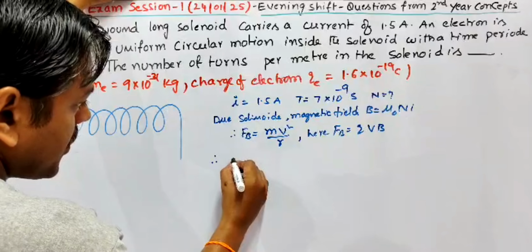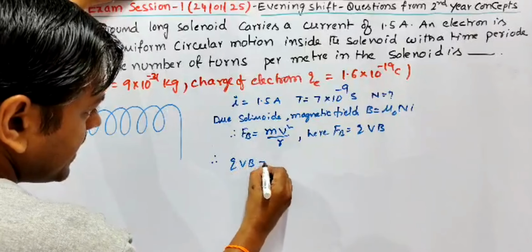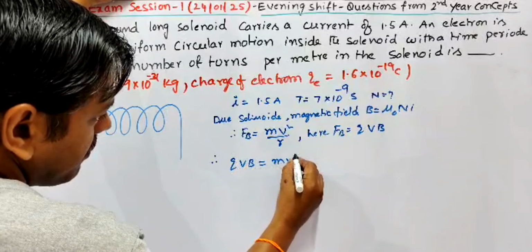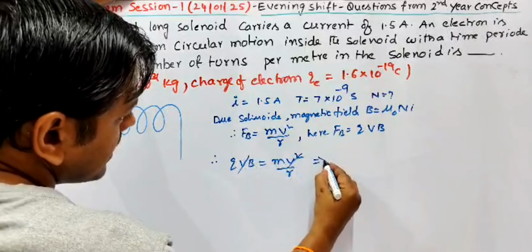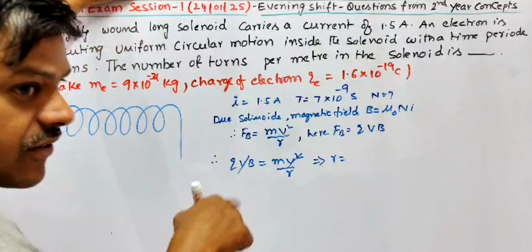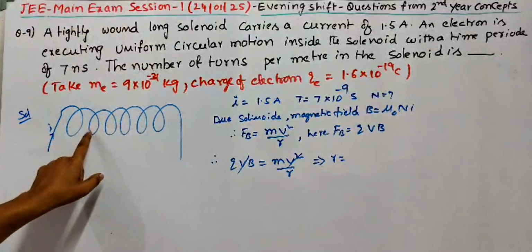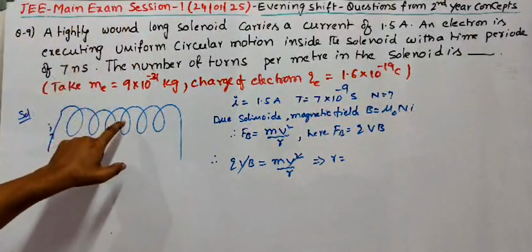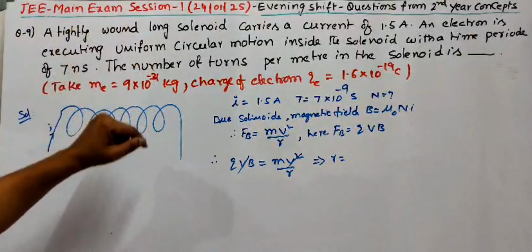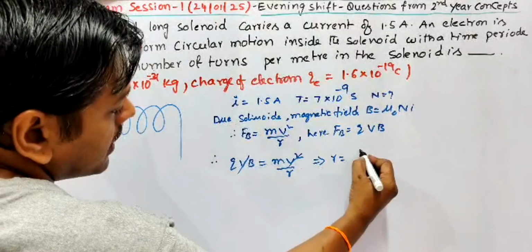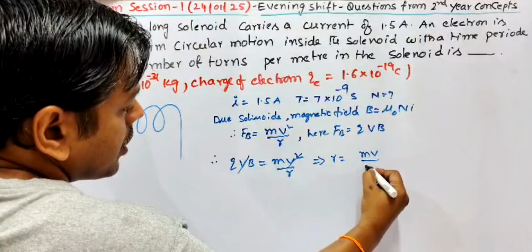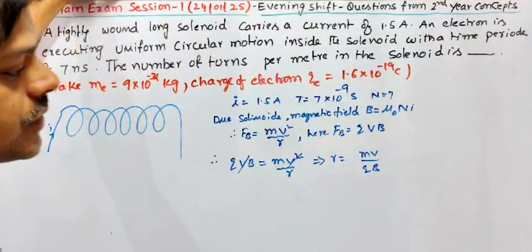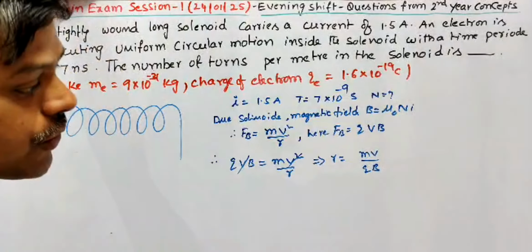Therefore qvB is equal to m v square by r. On both sides one v is cancelled. That implies r, the radius of the circular path executed by an electron due to this magnetic field produced by this solenoid carrying current, r is equal to what? r is equal to m v by q into B.